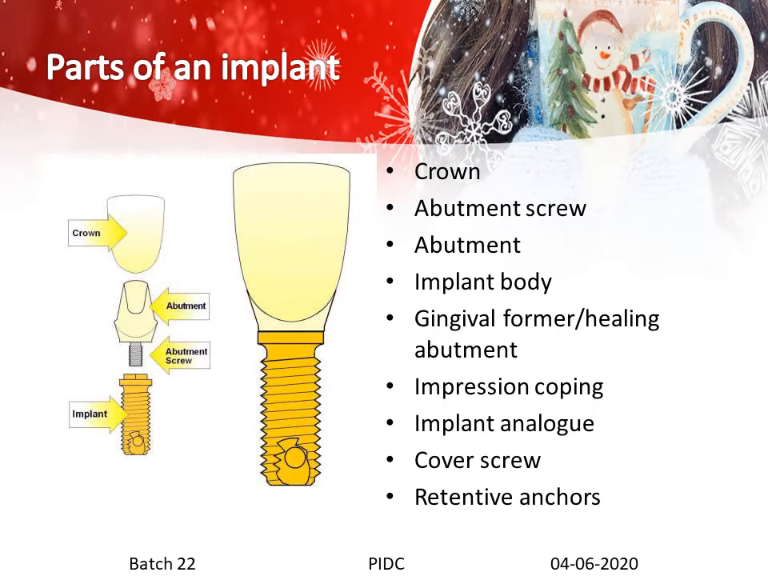Next, coming on to the parts of an implant. It has been divided into a few parts. So this is the implant body, the abutment screw, the abutment over it, and the crown. Apart from that, you have other parts which are used in the surgical procedures, named as gingival former or the healing abutment, impression coping, impression analog, cover screws, and the retentive anchors. Regarding all this, we will be seeing through the surgical procedures.